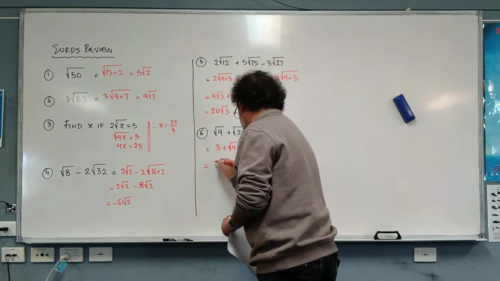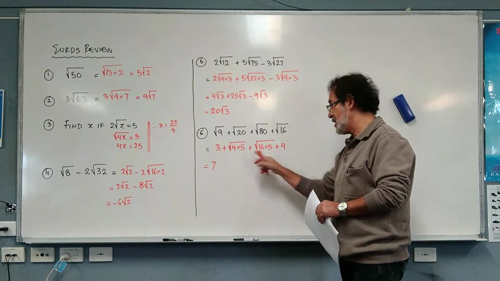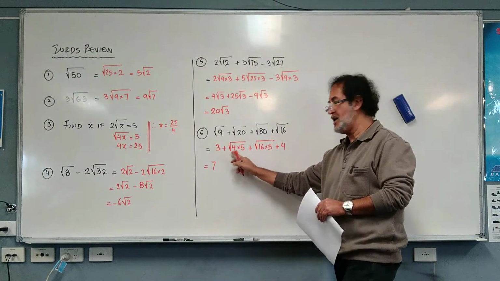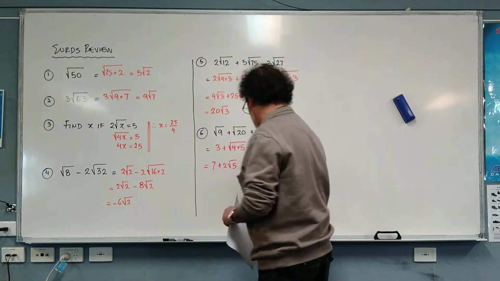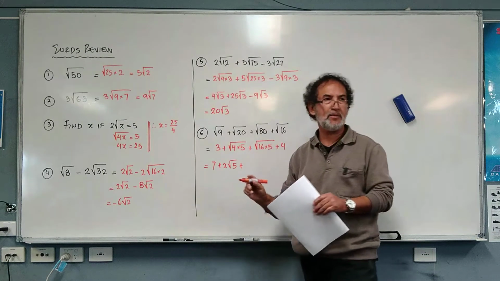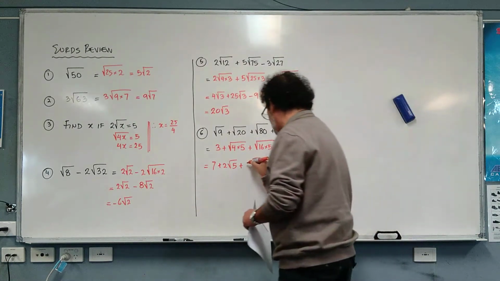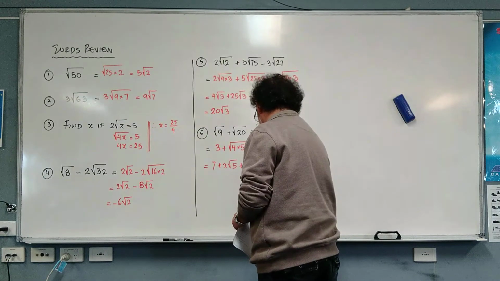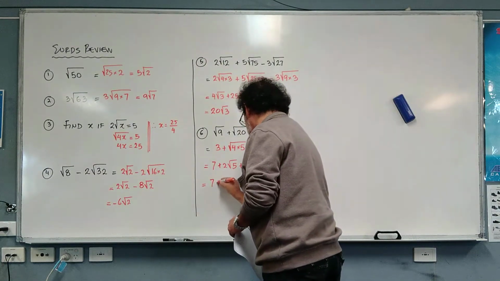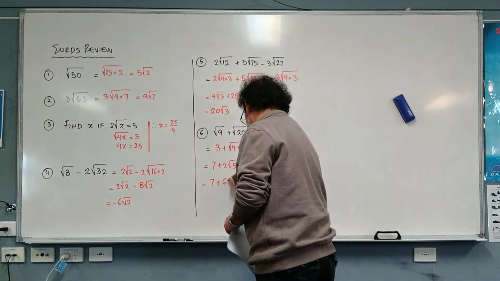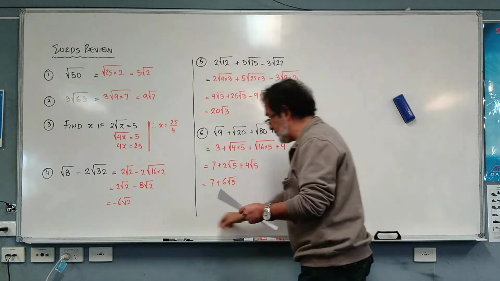Okay, so here we're going to have 7. Okay, 3 plus 4 is equal to 7. In here we're going to have 2 root 5. 2 root 5. And then in here we're going to have 4 root 5. So now the final answer is going to be 7 plus 6 square root of 5. Alright.